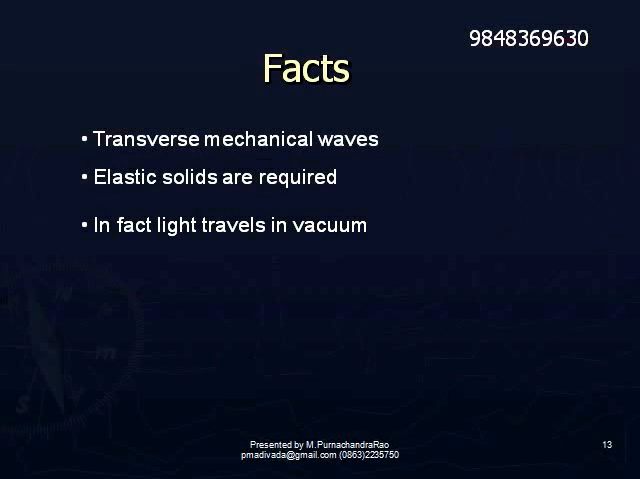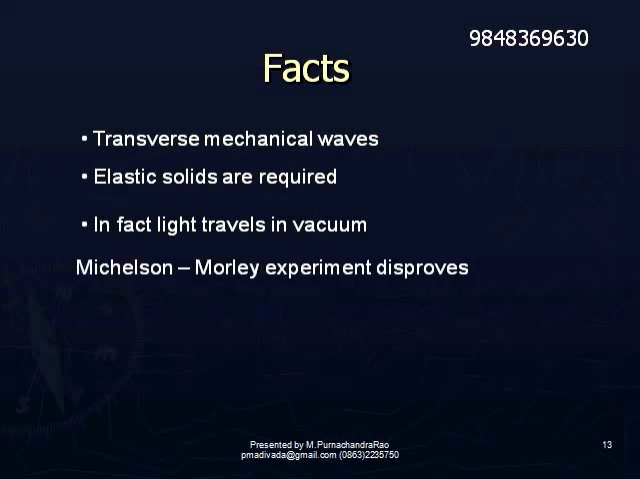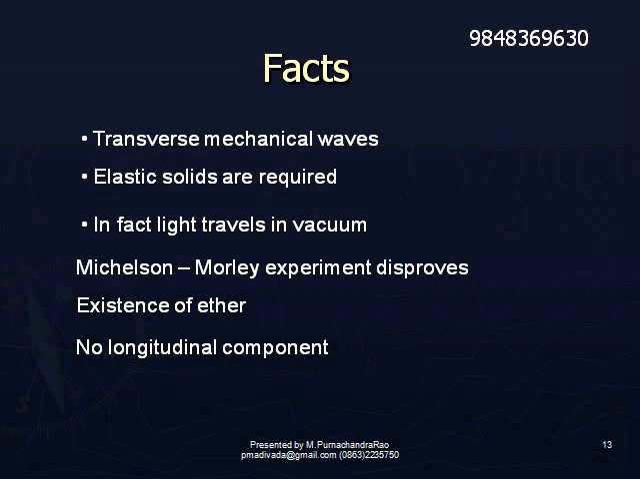In fact, it was proved that light can travel in vacuum. And the Michelson-Morley experiment disproves the existence of ether. It proves that there is no medium like ether, because they found that the speed of light is the same in all directions. It also proves that there is no longitudinal component in the waves, in the mechanical waves. These facts are proved by experiments.